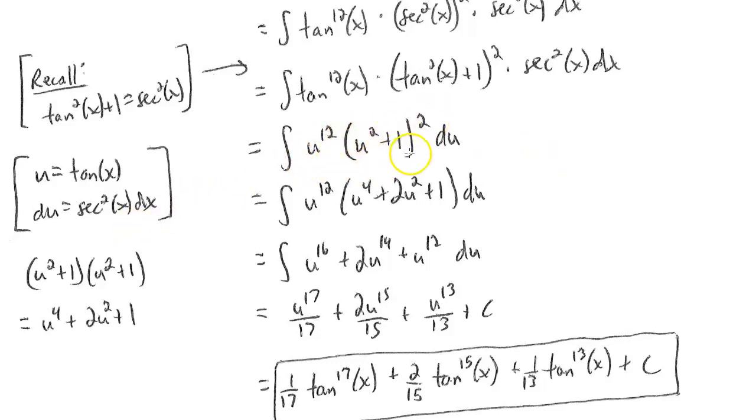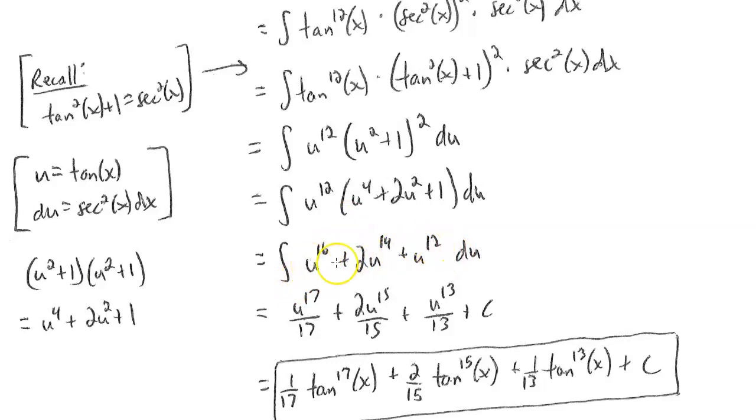Well, (u squared plus 1) squared is like u squared plus 1 times itself. And if you FOIL that out, you get u squared times u squared is u to the 4th. U squared times 1 plus u squared times 1 gives you 2u squared. And finally, 1 times 1 is 1. So that ends up being u to the 4th plus 2u squared plus 1. And then we still have times u to the 12th, so if you distribute that u to the 12th, you get this.